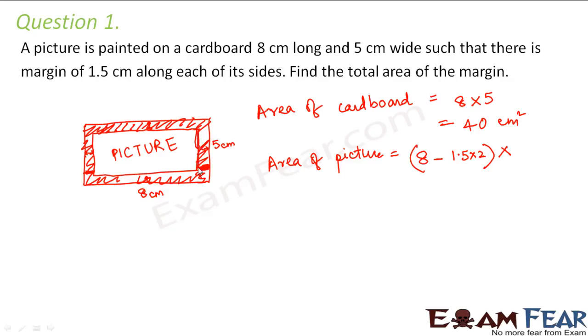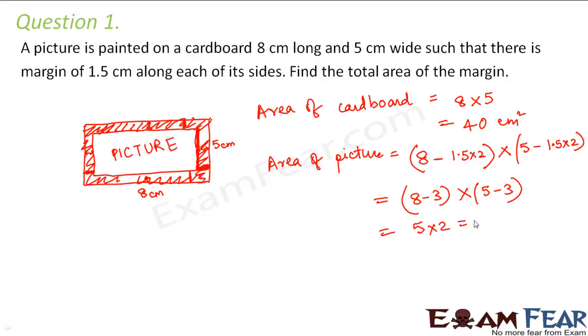And what would be the breadth? Breadth would be this height. So this height again would be total 5 minus 1.5 minus 1.5. So again this would be 5 minus 1.5 into 2. So this is equal to 8 minus 3, and this is equal to 5 minus 3. So this would be equal to 5 into 2, which is 10 centimeters square. So 10 centimeters square is the area of the picture inside.